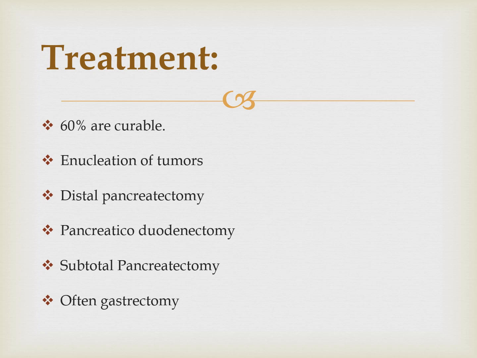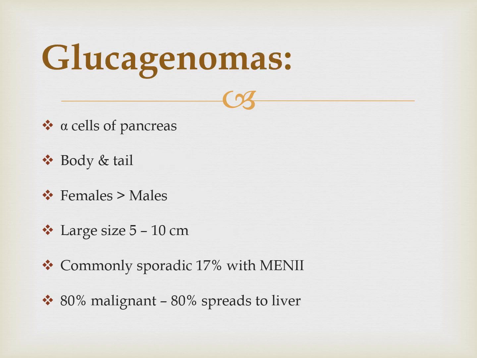The surgical treatment includes enucleation of the tumors, distal pancreatectomy, pancreaticoduodenectomy, subtotal pancreatectomy, and often gastrectomy. The medical treatment includes the proton pump inhibitors, octreotide, and for the metastatic disease, of course, we use the streptozotocin with the 5-fluorouracil or doxorubicin.